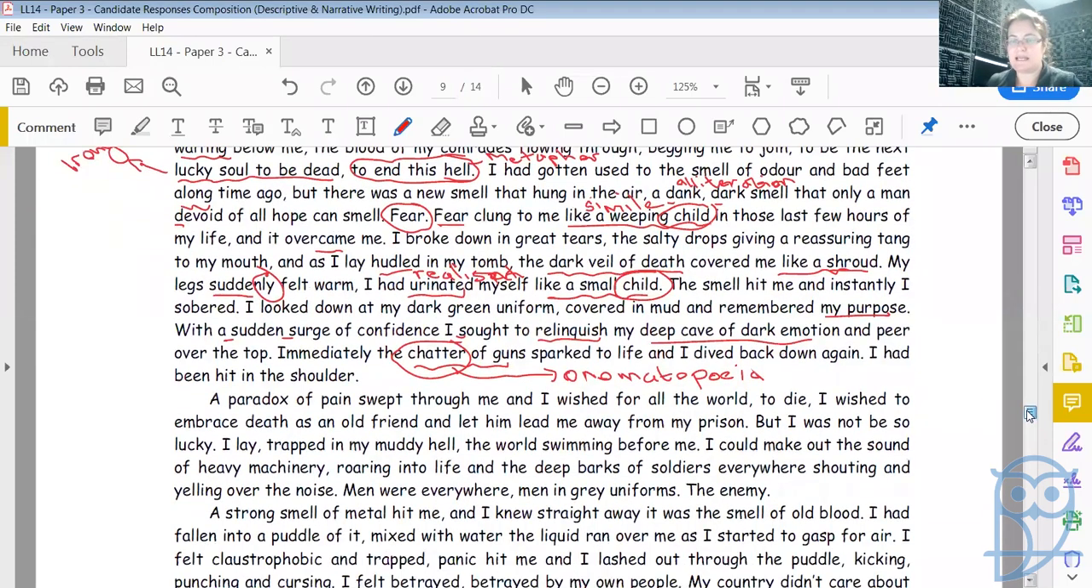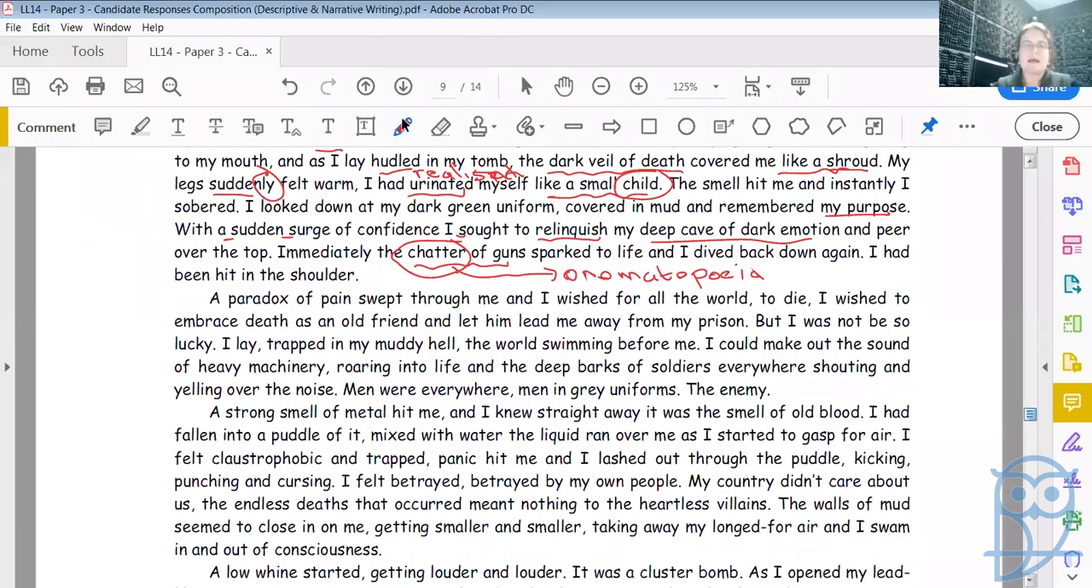Oh dear, I really am taking too much time on this. Okay. I'm going to try and just read through the rest of this and stop analyzing it, because I want you to get an idea of the kinds of things a student wrote and why they got it. "A paradox of pain swept through me, and I wished for all the world to die. I wished to embrace death as an old friend and let him lead me away from my prison entrapment.